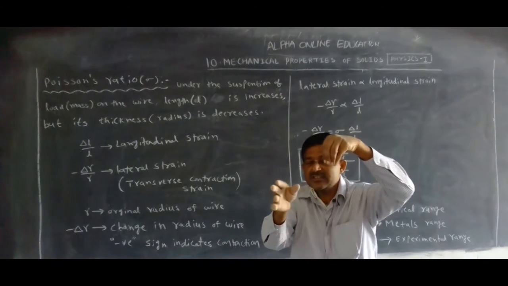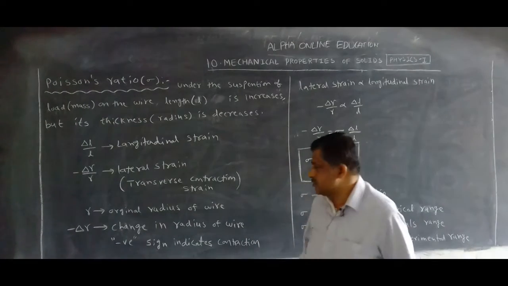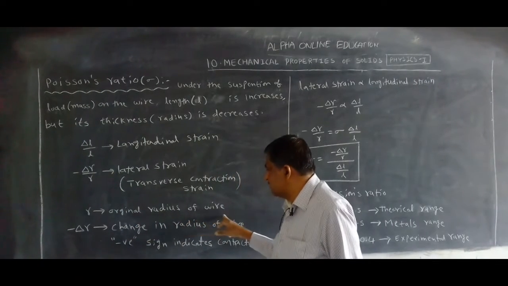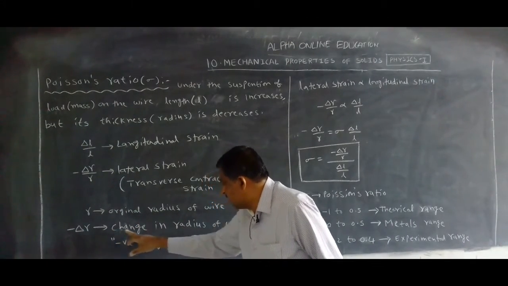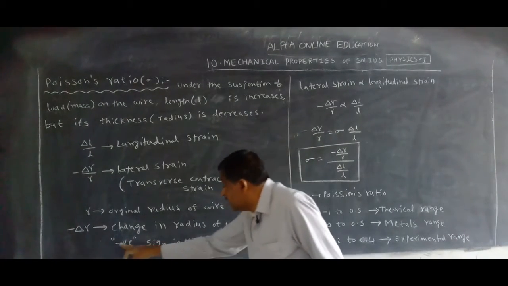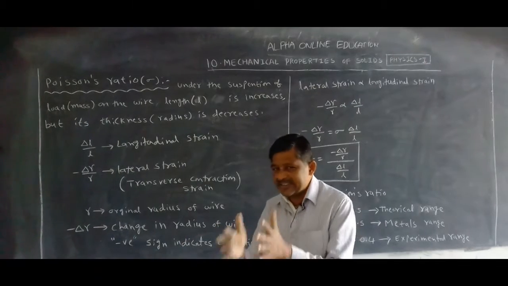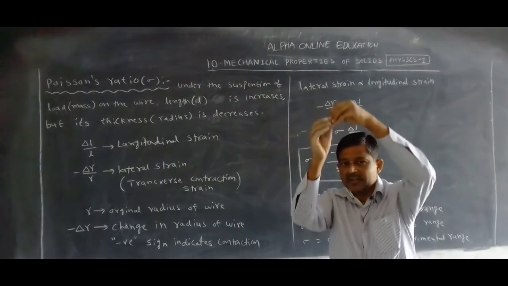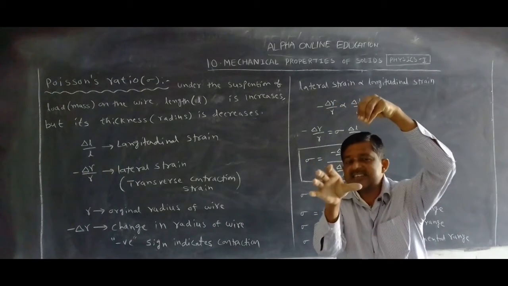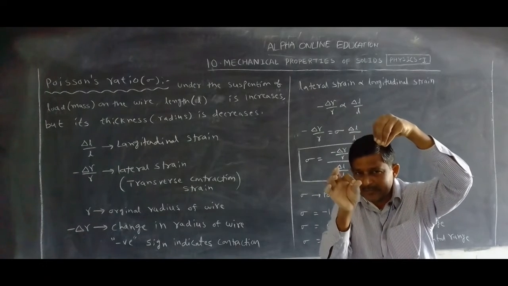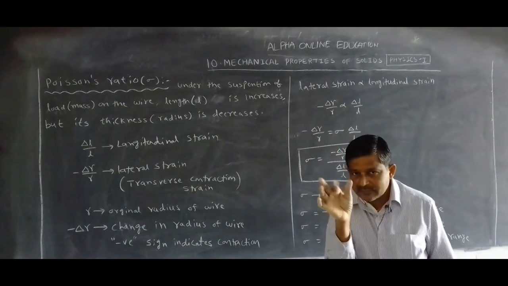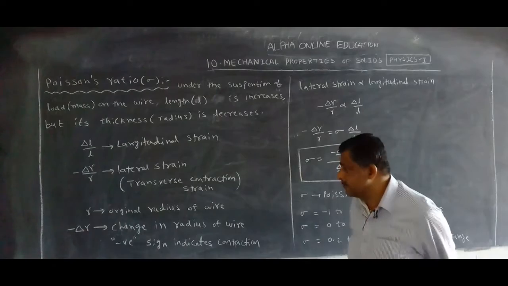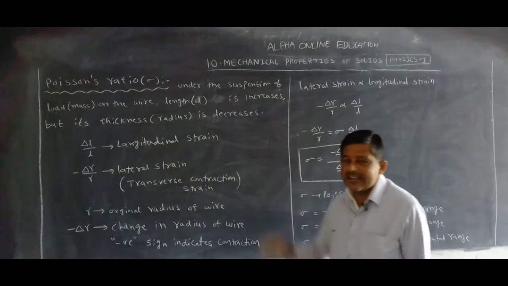Strain means change of its magnitude by original magnitude. So minus delta R by R, in this R is the original radius of the wire. What is minus delta R? Change in radius of the wire. The negative sign indicates contraction. Why can we take the negative sign? Here it is contraction. Are you followed? Length increases, radius decreases. Decreases means contraction, denoted by minus. Original radius is R. When the mass is suspended, the radius decreases, that's why minus delta R. Minus delta R by R is called lateral strain.